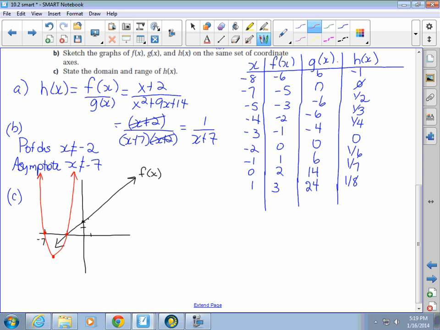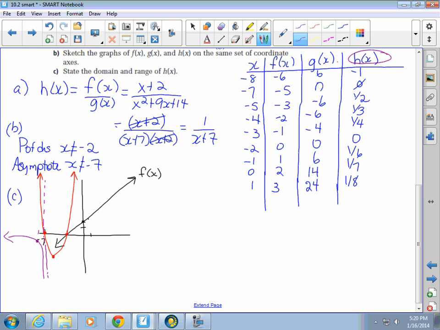Okay, so now for the h(x) graph. So h(x) is going to be in purple. So at -8, I had a value of -1. So if this is -8, -1 we'll say is about right there. At -7 and 0, I had an asymptote. So right here is an asymptote. So then that means that my other points here, as I got close to -7, would get close to that value and would curve this way over there.